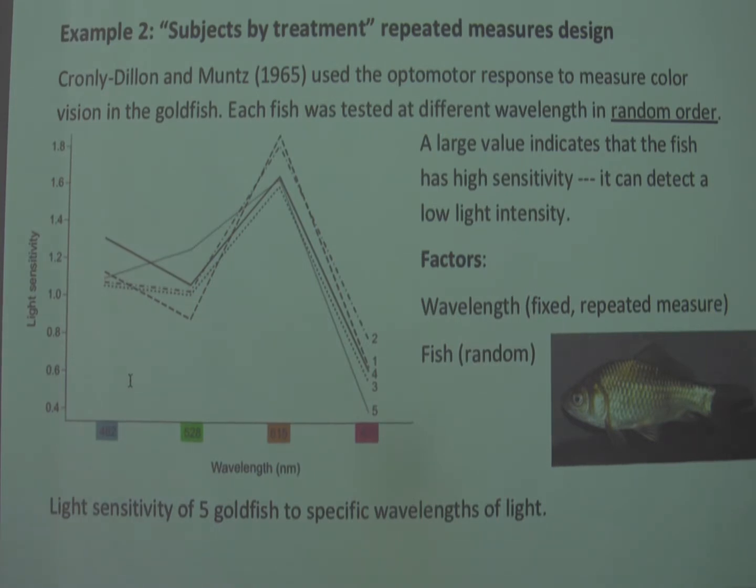So here's an old experiment that looked at the sensitivity of the goldfish to colors, to light of different wavelengths. You all probably know what a goldfish looks like. This is what goldfish used to look like before artificial selection made them brightly colored. They're kind of dingy, orangey brown.